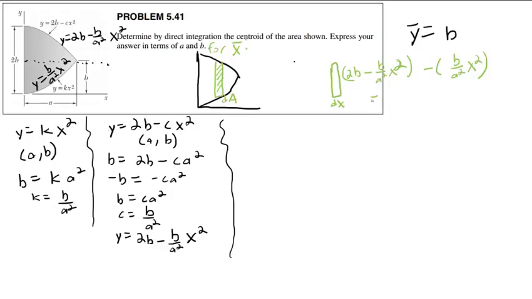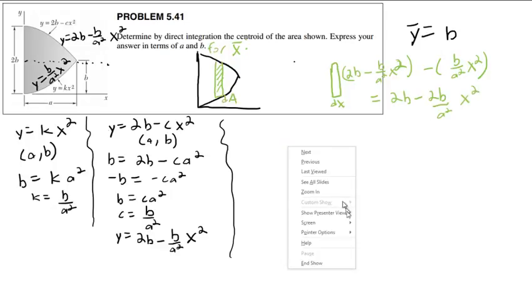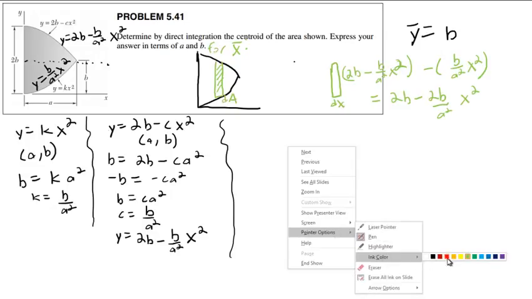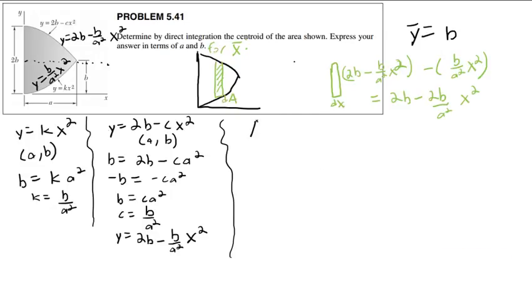And this just comes to simply 2b minus 2b over a squared x squared. So that'll make the integration a little bit simpler, actually. So I can use the same dA to find the area. Let me just do that really quick. Area is simply going to be the integral of dA, which is going to be the integral of 2b minus 2b over a squared dx, which I can just pull out the 2b if I'd like here.